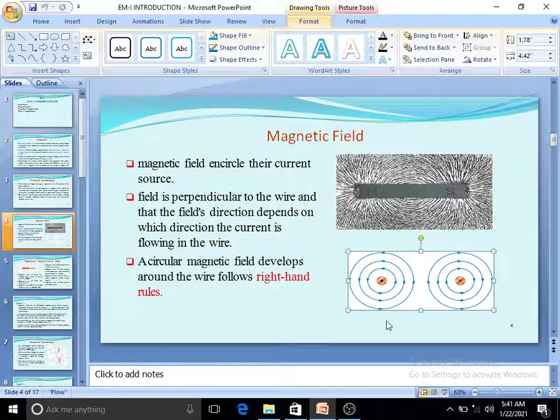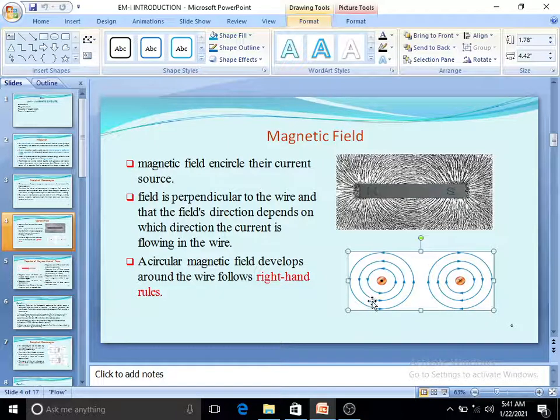If the current is towards the observer, okay, the magnetic field direction may be clockwise or anti-clockwise. If suppose the current direction is away from the observer, then the direction is reversed compared to the previous case. Okay, so this circular magnetic field developed around the wire follows the right hand thumb rule. So how to identify the magnetic field direction? Suppose you consider your right hand, just hold your right hand, close all the fingers except your thumb. Just put your thumb in the direction of current.